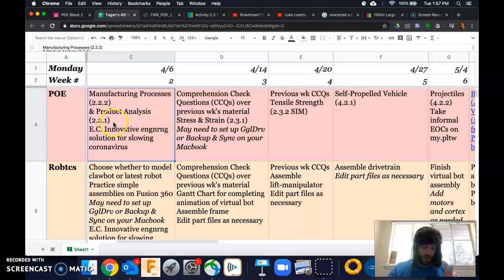Second question is this. For product analysis 221, name which component or part of your product you think is the most expensive to make. That could be the materials, that could be the manufacturing process involved, like the amount of energy, electricity, all that kind of stuff. Which is the most expensive part to make of your overall product. You're going to put your answers to those two questions in a comment on this week's Google Classroom post.